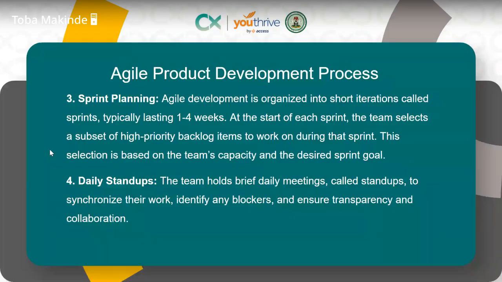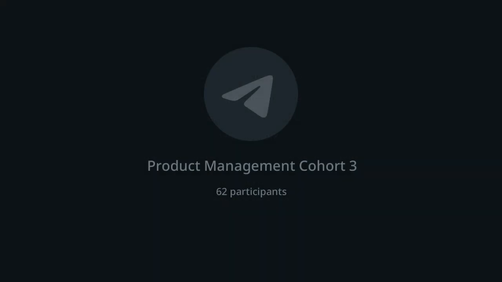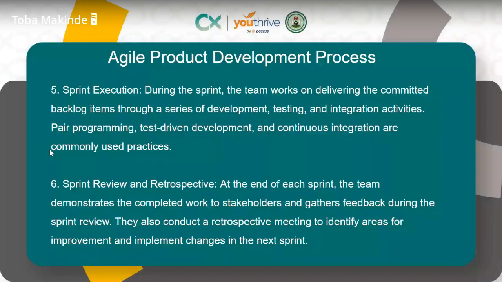All right. So we have the sprint execution. During the sprint, the team works on delivering the completed backlog items within that sprint through a series of development, testing, and integration activities. Peer programming, test-driven development, and continuous integration are commonly used practices. All right. So there's something we call peer review, whereby one engineer will review another person's code, and another engineer will review another person's code.